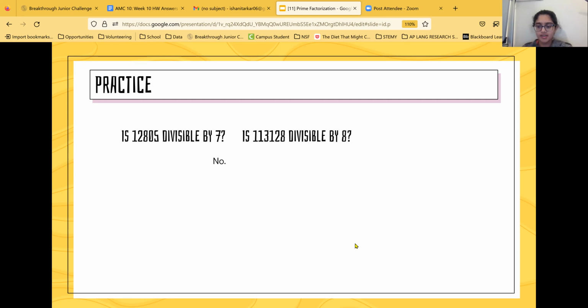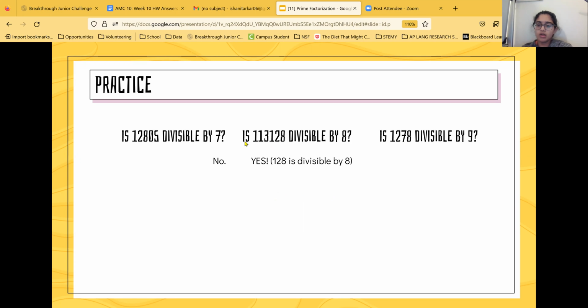Okay, so I am seeing a couple different answers. So the answer is yes. So what we would do is we would take the last 3 numbers, which is 128, right? And we'd see if that's divisible by 8. So 128 divided by 8, we should be able to calculate as equal to 16, right? So that means that 128 is a multiple of 8. So that means that this number is divisible by 8.